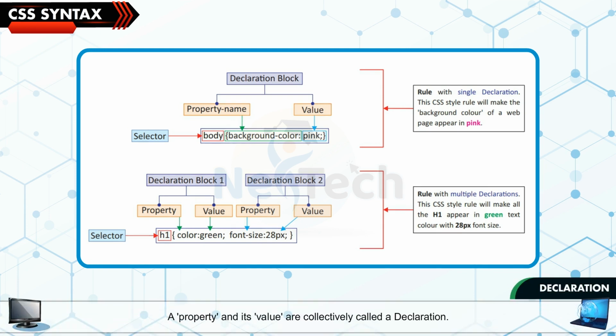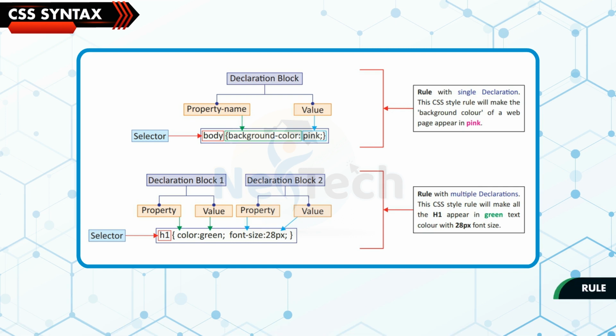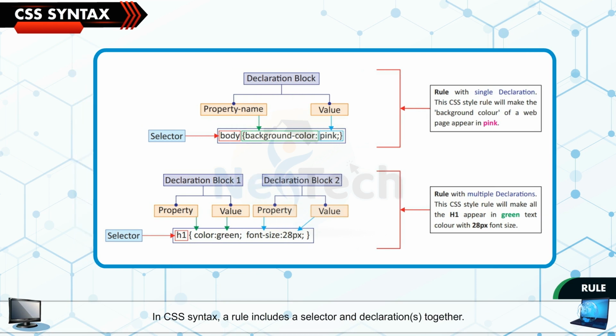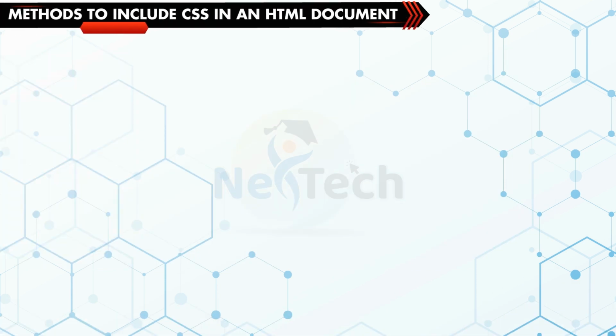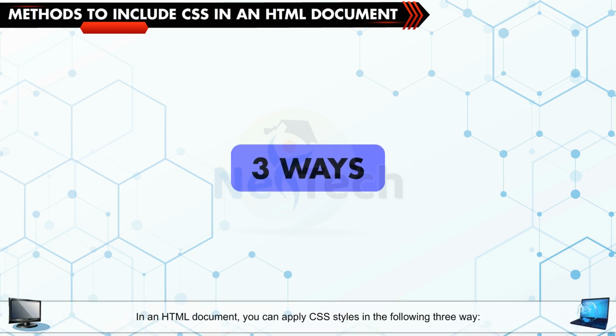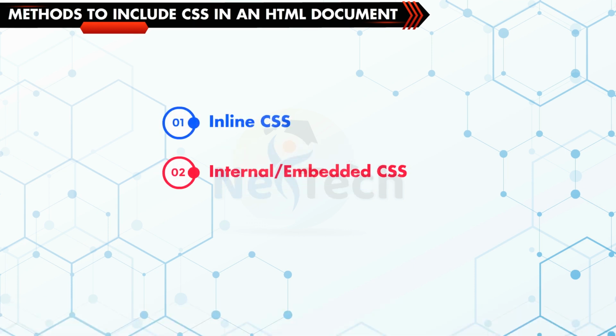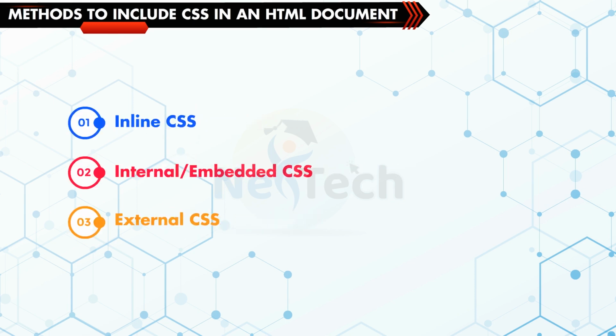Declaration. A property and its value are collectively called a declaration. For example, color: orange. Rule. In CSS syntax, a rule includes a selector and declarations together. Methods to include CSS in an HTML document. In an HTML document, you can apply CSS styles in the following three ways. Inline CSS, internal or embedded CSS, external CSS.